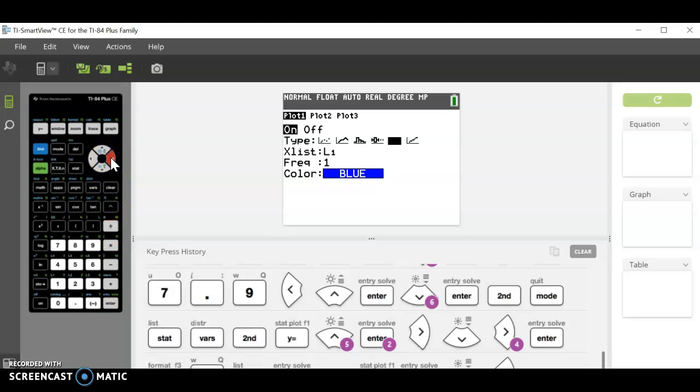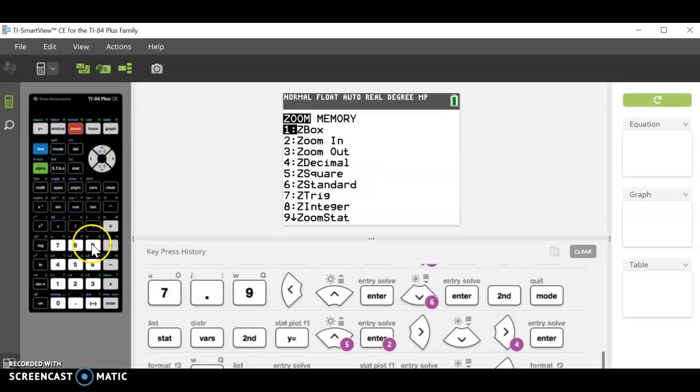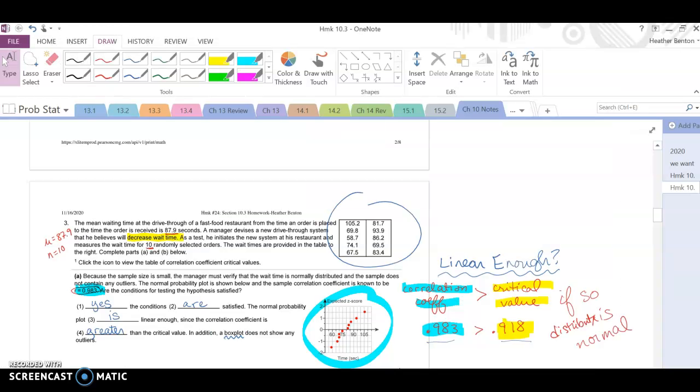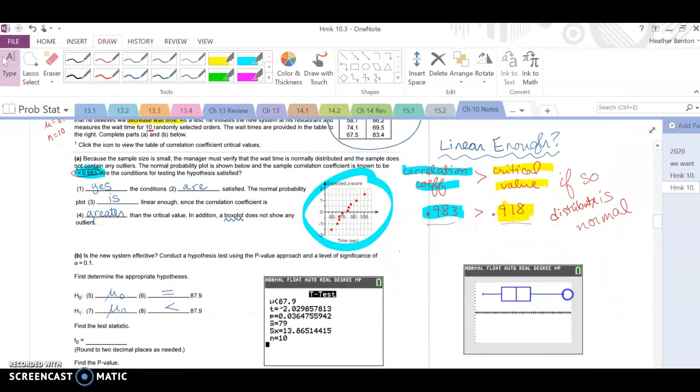And then I went over here to choose box plot, which for me is the 5th option. And then if you hit zoom and number 9, you see how number 9 says zoom stats? It'll automatically set your window appropriately for what's in your L1. And so there you go, and you can see it did not graph any points outside of our box plot. Our whiskers encompass all the points. All right, so let's go on to part B.